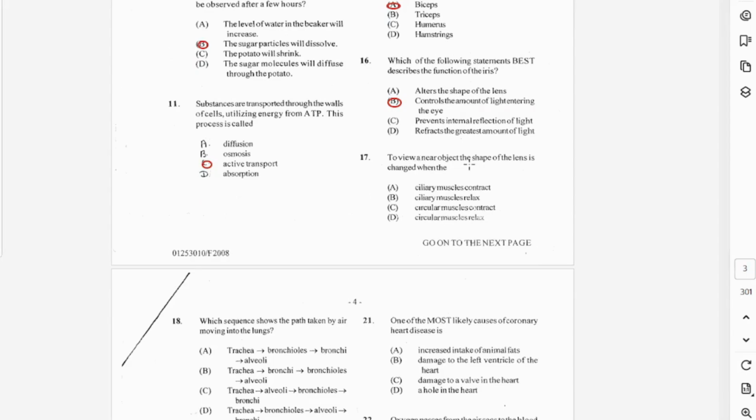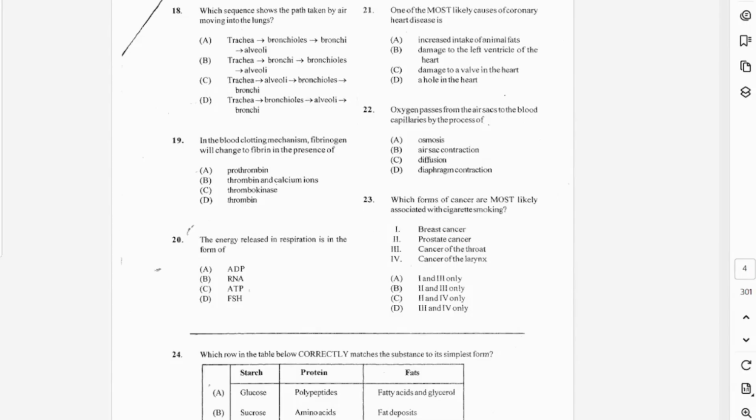To view a near object, the shape of the lens is changed when the A, your ciliary muscles contract. Then we have 18. So which sequence shows the path taken by air moving into the lungs? That answer would be B. So the air comes down the trachea, then to the bronchi, into the bronchioles, and then you have those pores at the end, which is the alveoli.